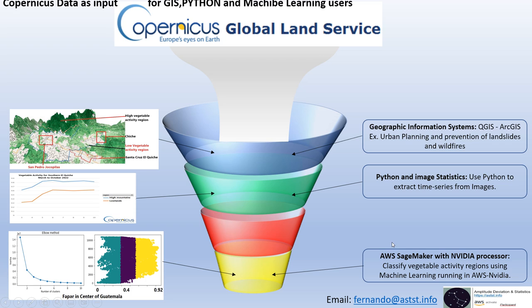Lastly, but not less important, we can use all this input of data to make a classification of the regions using machine learning. In this case, for example, we can use the K-means algorithm, where we are going to classify the vegetable activity regions by levels, and we can do that using advanced tools like the Amazon Web Services SageMaker with NVIDIA processor.